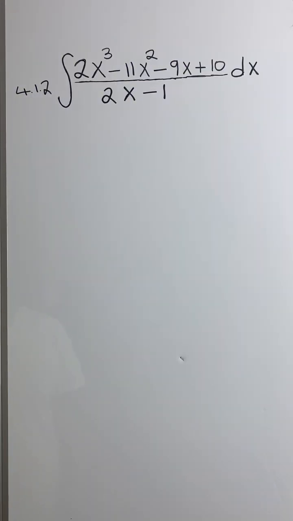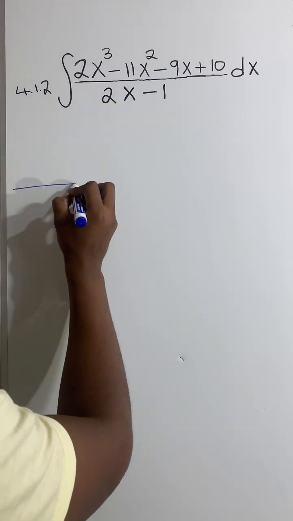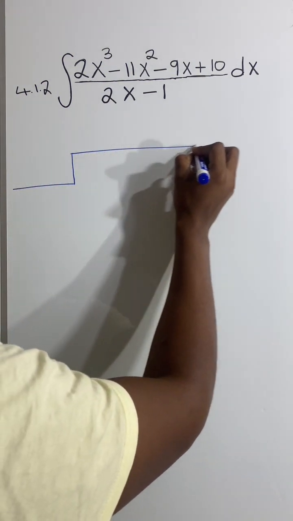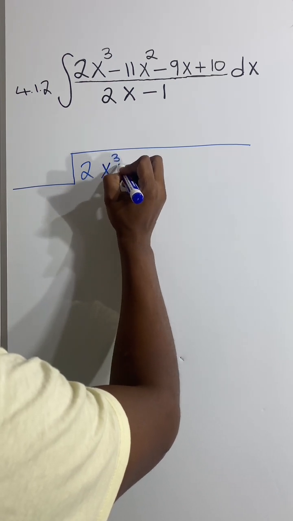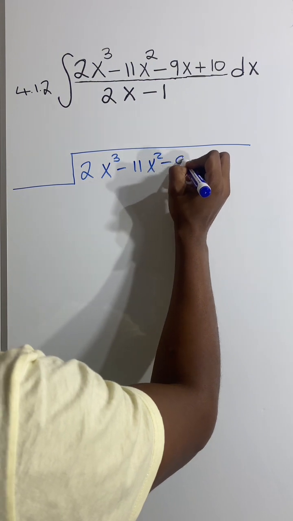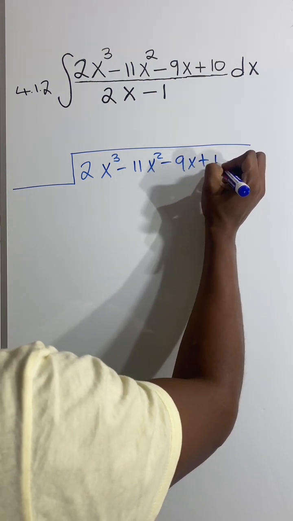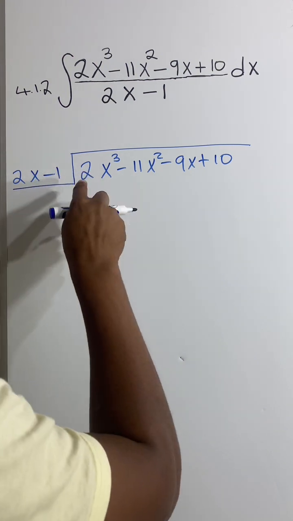4.1.2, we have to evaluate the integral of 2x cubed minus 11x squared minus 9x plus 10 all divided by 2x minus 1 dx. And to evaluate this integral, we have to use long division, where we divide 2x cubed minus 11x squared minus 9x plus 10 with 2x minus 1.